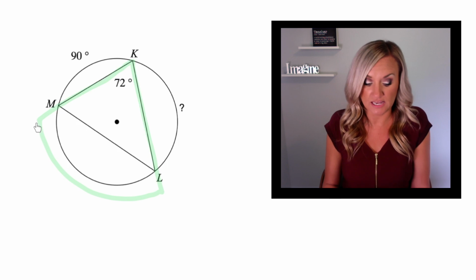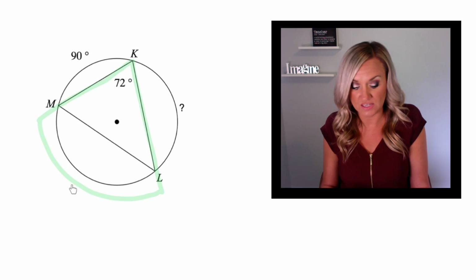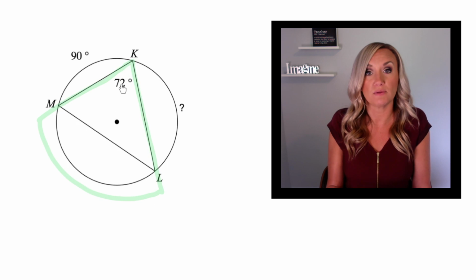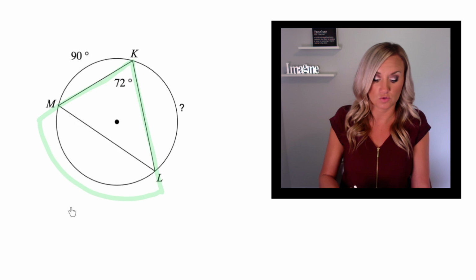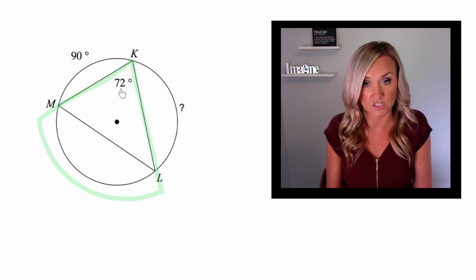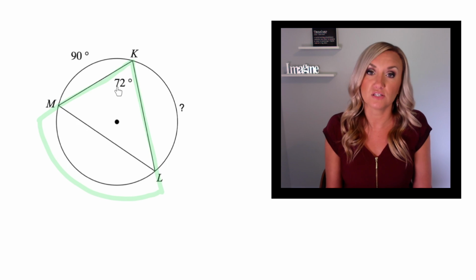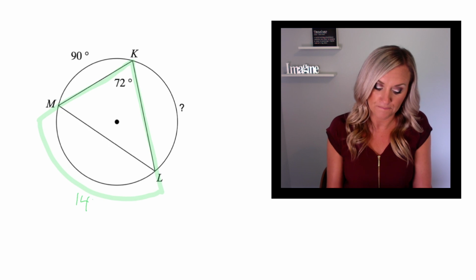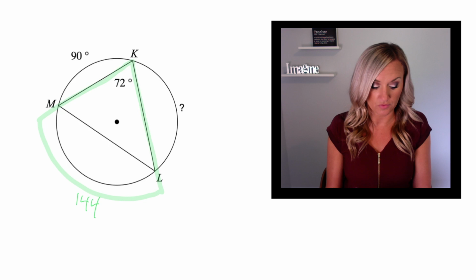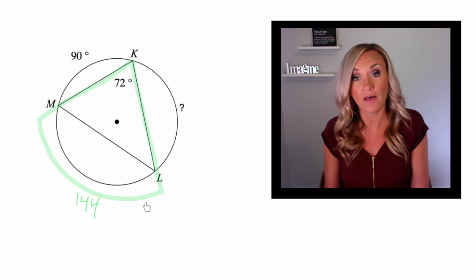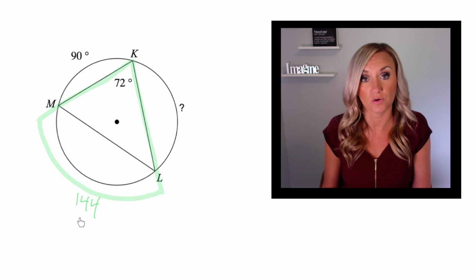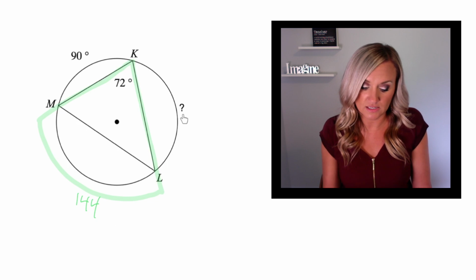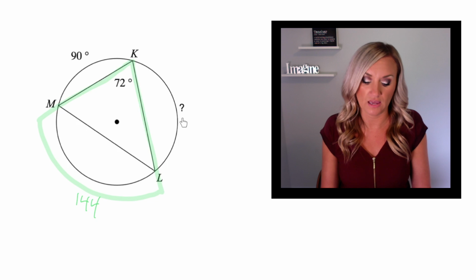So let's just say randomly, it's not true, but if this arc was 100, then this inscribed angle would be 50, or this is 50, this would be 100, but it's not, it's 72. So if we take 72 and we double it, it gives us 144. So this arc from M to L is 144 degrees. All right, that's super cool. But that doesn't give us this arc of KL.